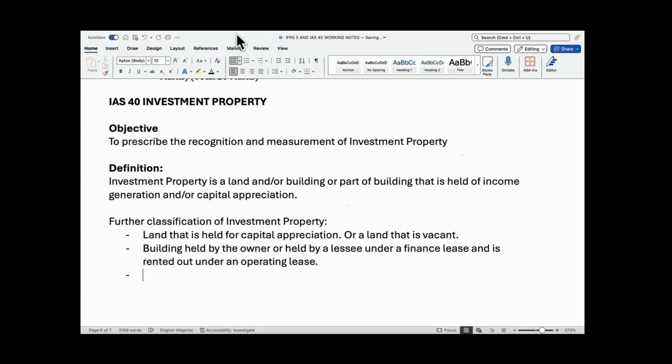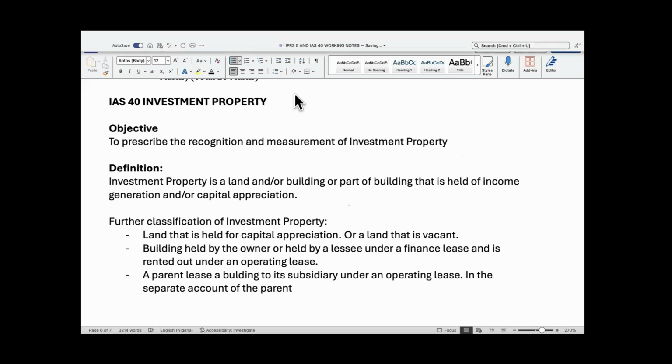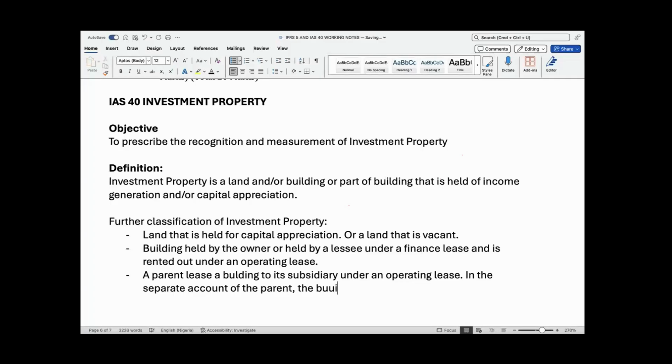Also, if a parent leases a building to its subsidiary under an operating lease, in the separate accounts of the parent, the building will be classified as an investment property because it's renting it out under an operating lease to the subsidiary.